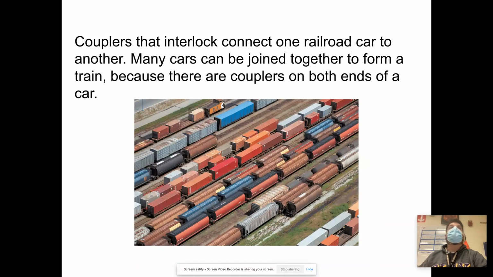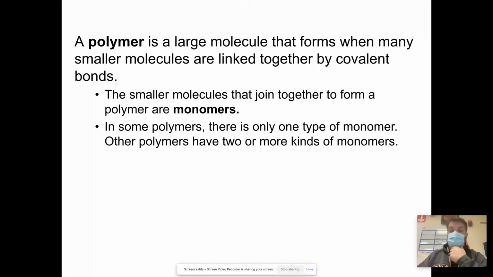So I don't know if any of you have ever had a little train set, but the front and back of the train set have these little things called couplers, and they just slide into each other and connect the two. That's how real trains are too.